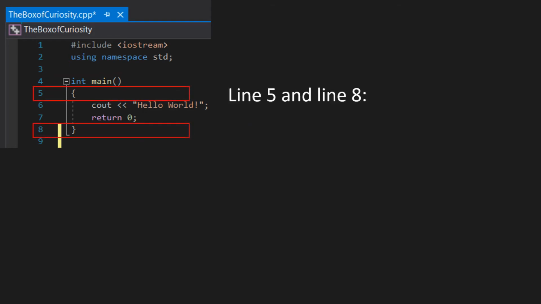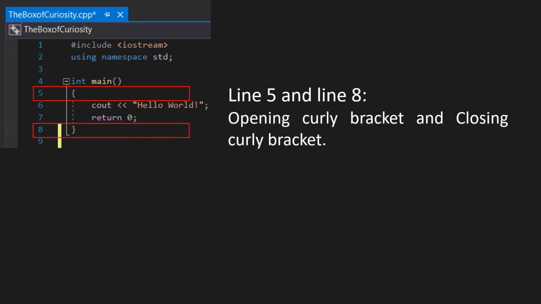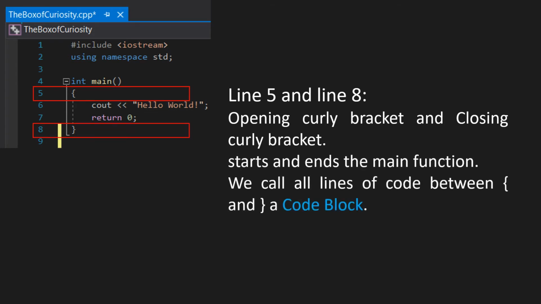Line 5 and line 8. Opening curly bracket and closing curly bracket. They start and end the main function. We call all lines of code between them a code block.